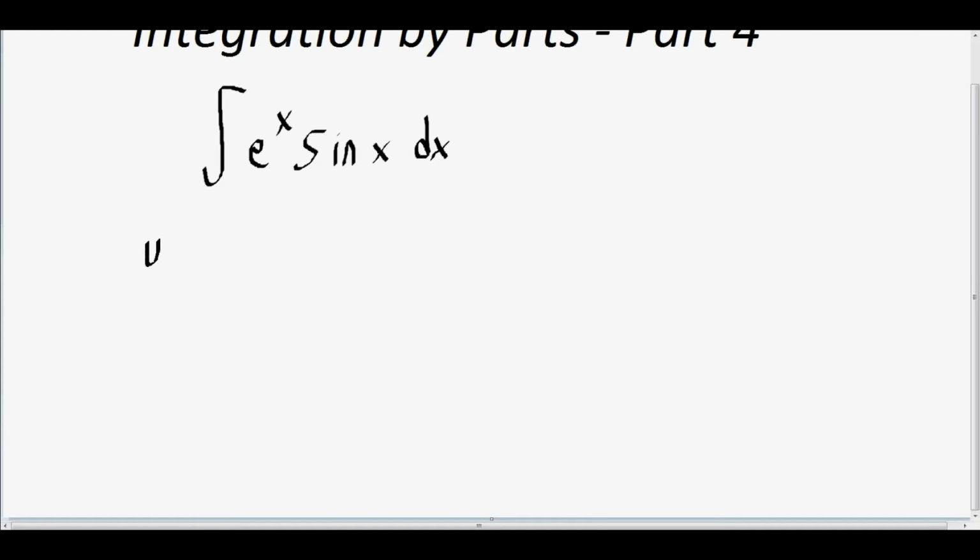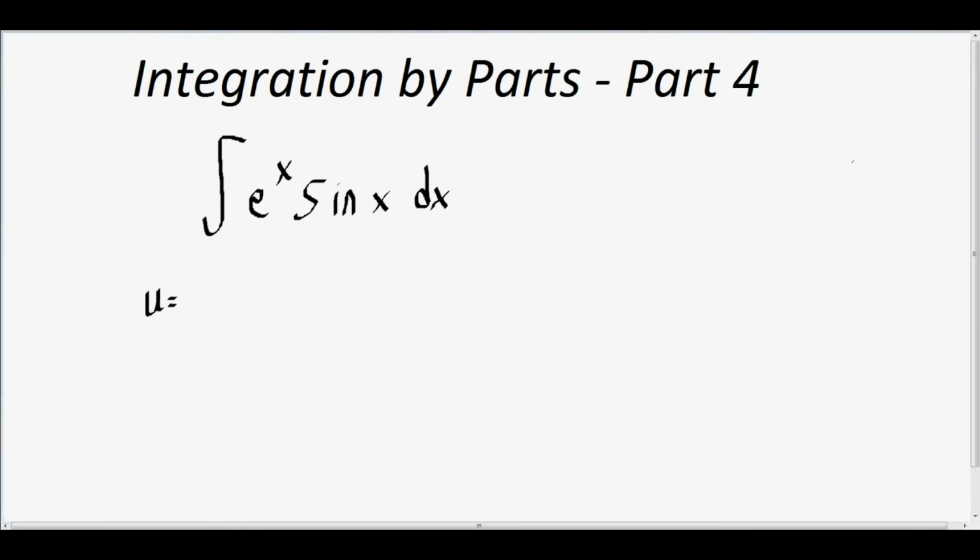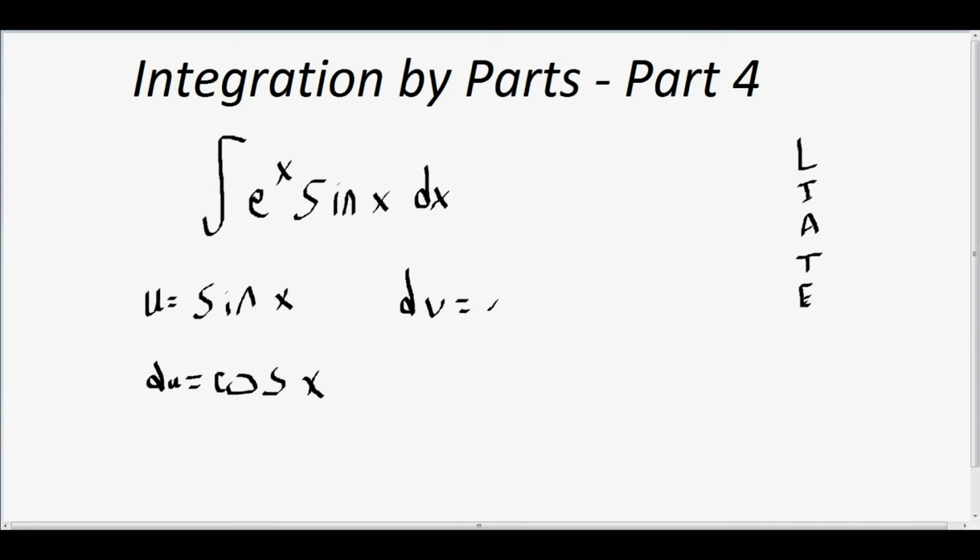So to pick your u, let's just use our LIATE mnemonic device that we had last time. You just go down the list. The first one you have becomes your u. So there's no logarithmic, there's no inverse trig, there's no algebraic, but there is a trig function, that's sine x. So u equals sine x, du equals cosine x, and then dv is whatever's left over. In this case, that's just e to the x dx.